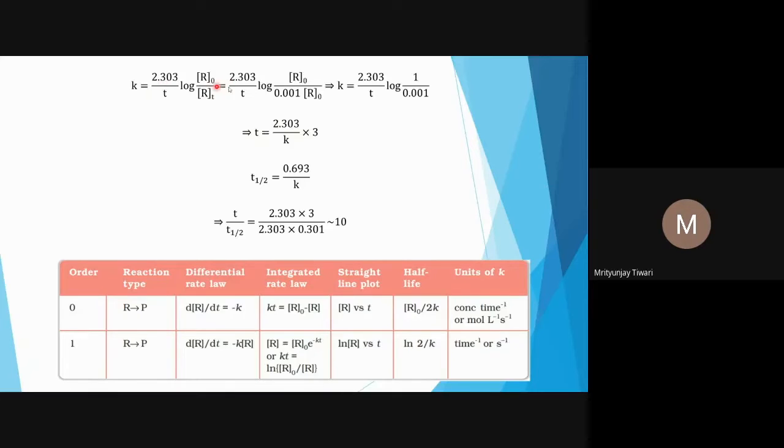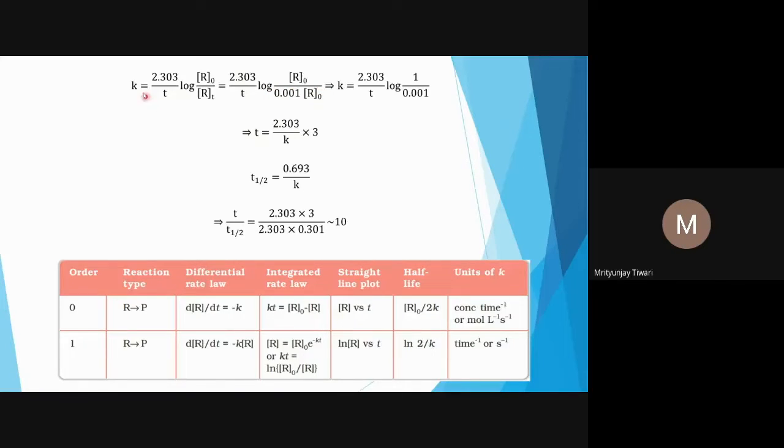Now what can we do? Let's consider the time required for this much completion, 99.9% completion, to be t. So log R naught divided by the amount left after 99.9% completion of the reaction. This amount one can put here: 0.001 R naught, a fraction of the initial concentration. Now from here, K into t will be equal to 2.303 log R naught divided by 0.001 R naught. This R naught will be cancelled out. So this is log 1 divided by 10 to the power minus 3, so overall it will become log 10 to the power 3.